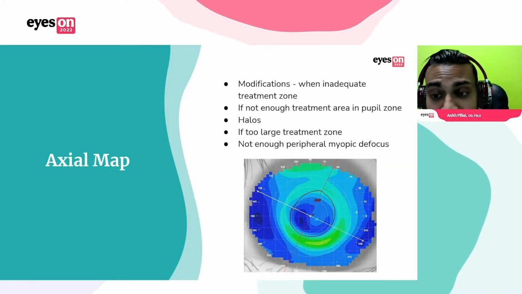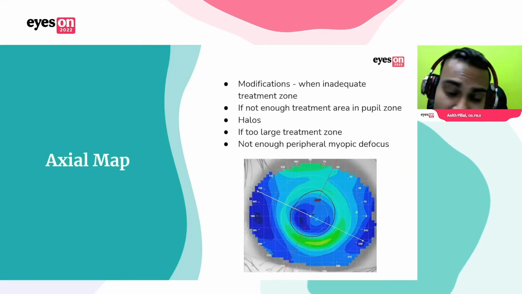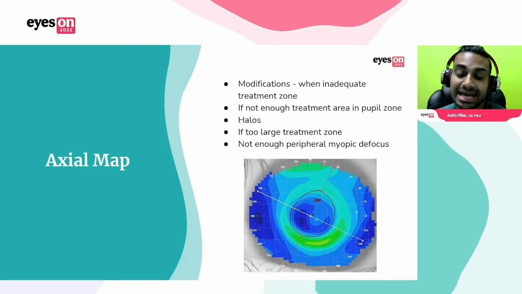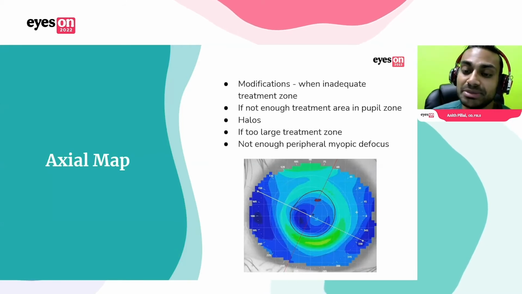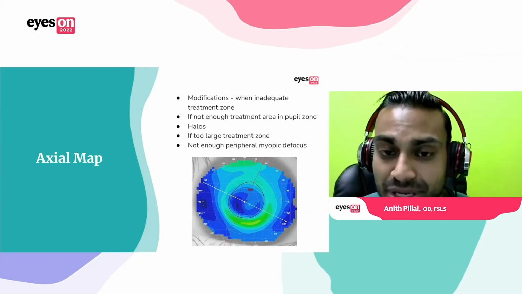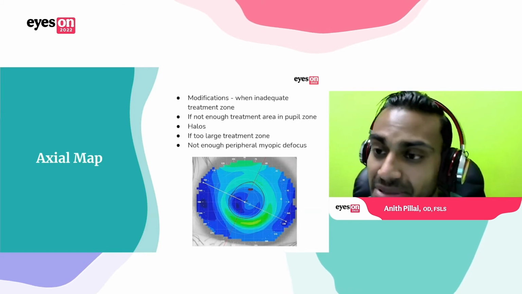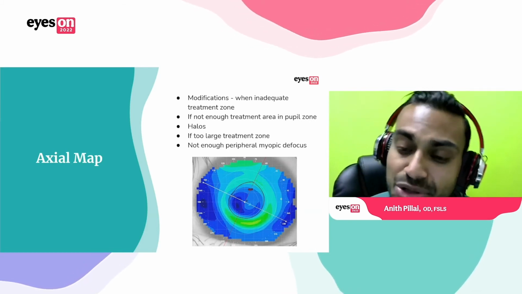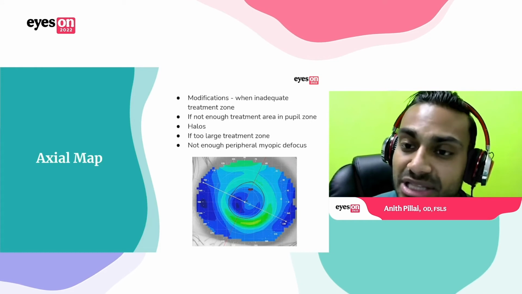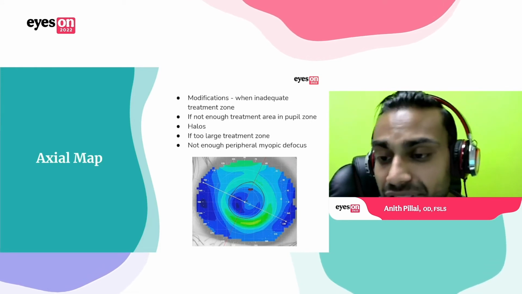Now, if it's an adult patient and we're doing Ortho-K for vision correction, not for myopia control, then that's not as important. We may want that treatment zone to encompass the entire area. So if you have an adult patient and they're coming in complaining of nighttime glare and halos, you can see how much of that treatment zone is within that pupil area, and you can increase it or lower it as you need.